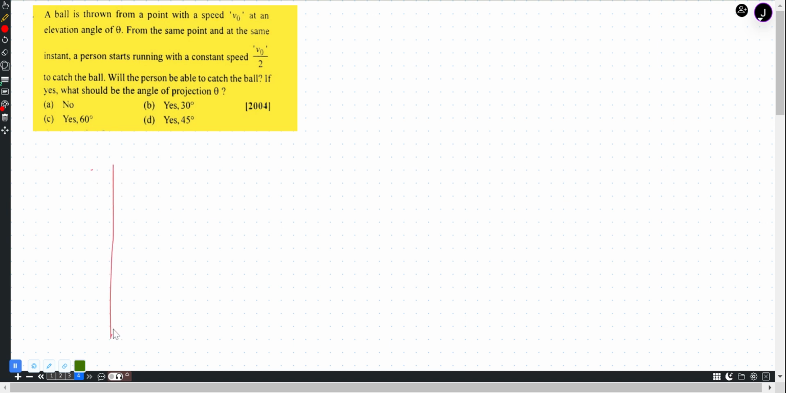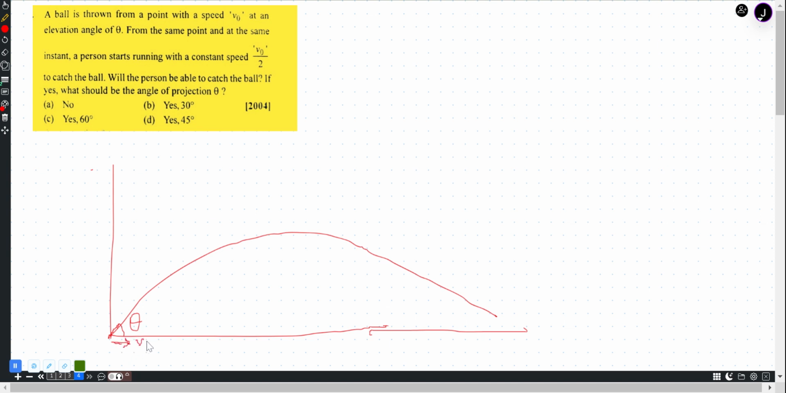Now first we'll draw the scenario and the ball is thrown from ground at an angle theta. At the same time, a person starts running with a speed v0 by 2. They are saying, will the person be able to catch the ball? If yes or no, and in what scenario?